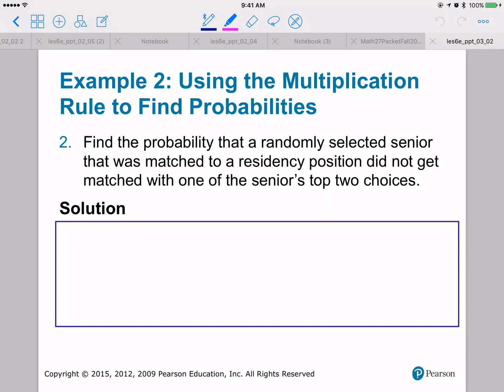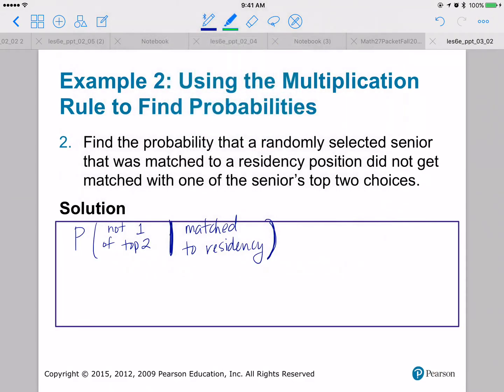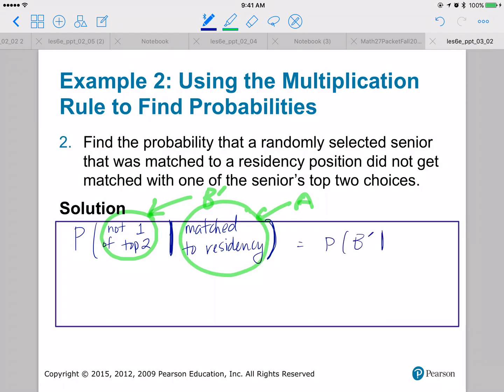So here we want the probability that a randomly selected senior was matched to a residency position, did not get matched with one of the senior's two top choices. So not one of top two, given that you were matched to residency. If we look back, not one of top two is essentially the complement of B. So this event is actually going to be B complement, and matched to residency is A. So we're looking at the probability of B complement given A.